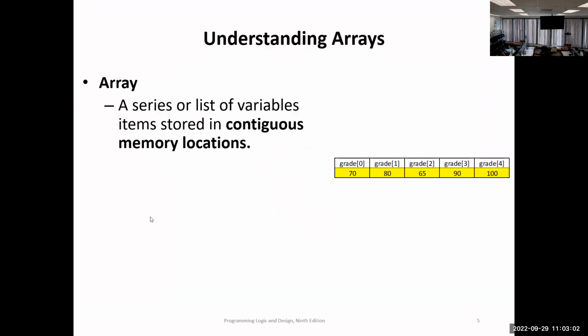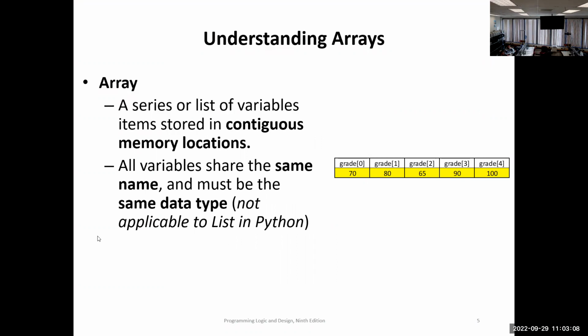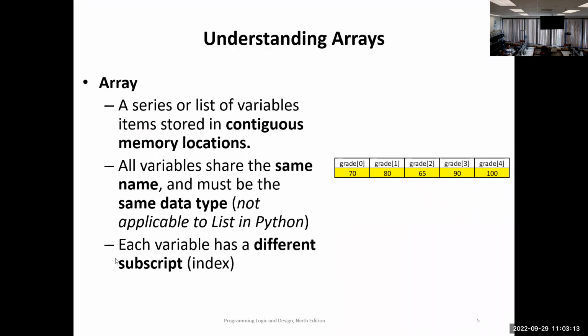Alright, so the array is a series or list of variable items stored in the contiguous memory location. All variables share the same name and must be of the same data type, and each variable has a different subscript or index. So think about this example. If you want to store all grades of all students in your class, you can use an array with the name grade. The grade here is the name of the array.